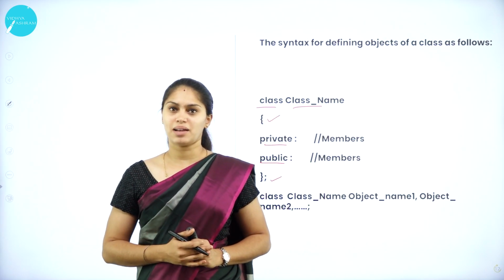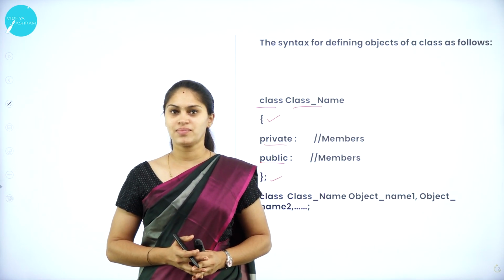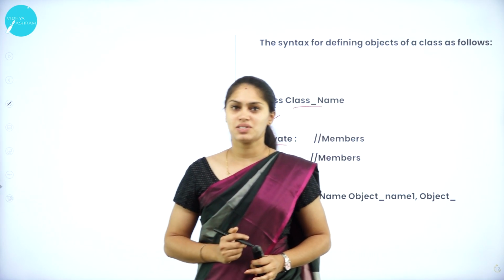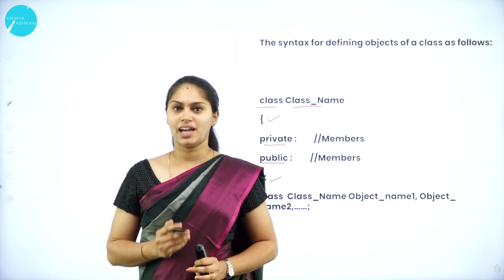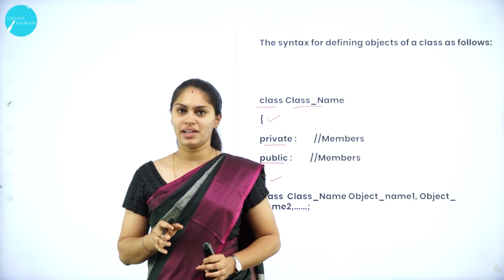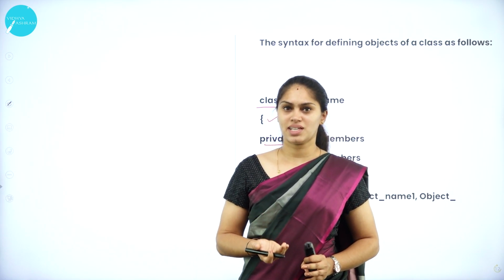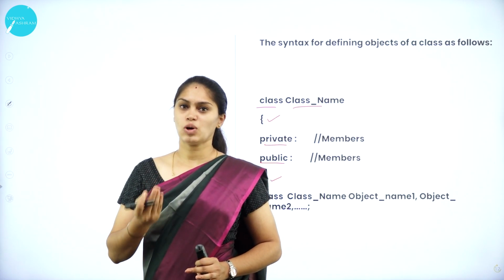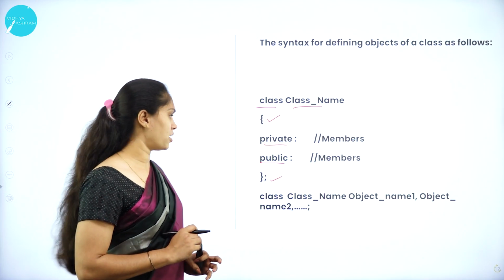Okay, so let me ask one question. How many objects can be created for a class? 1, 2, 3? Can you guess? We can create any number of objects for a class. There is no limitation or restriction over creating objects for a class. We can create n number of objects. That means however many objects I want, I can create as I wish. There is no restriction.